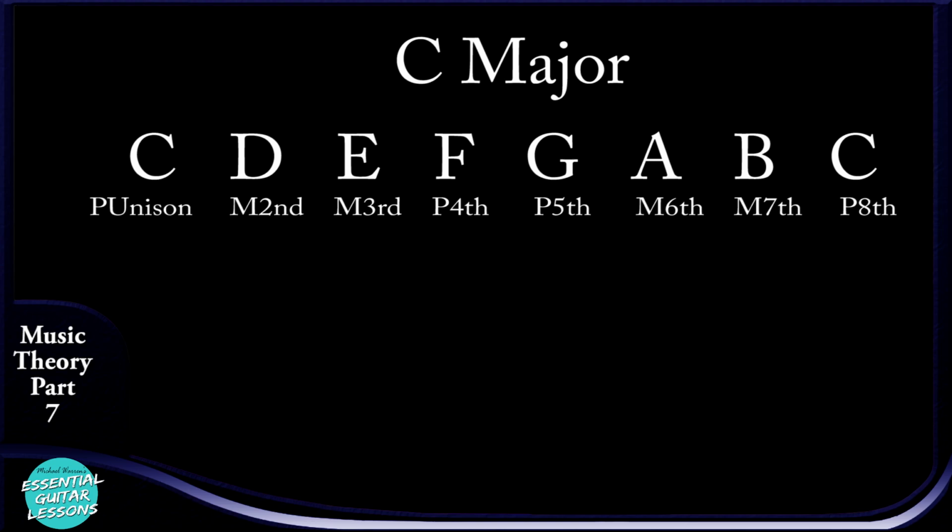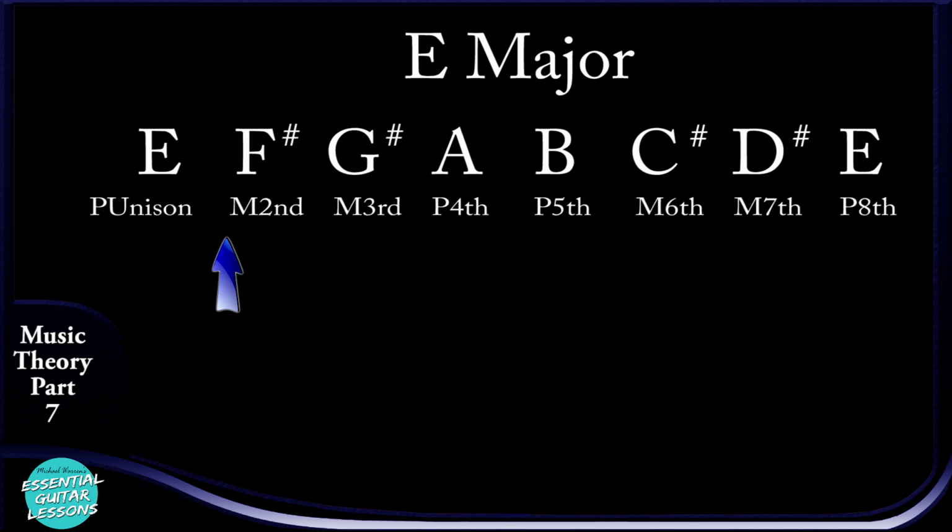So if we had E major, E to F sharp would be a major second, E to G sharp would be a major third, E to A would be a perfect fourth, E to B would be a perfect fifth, E to C sharp would be a major sixth, E to D sharp would be a major seventh, and E to E, an octave higher, is a perfect octave. So they're the intervals to our E major scale.